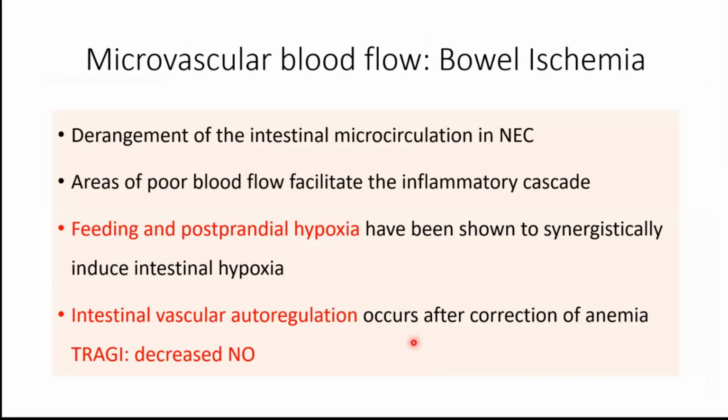This is another factor in NEC pathogenesis. Derangement of the intestinal microcirculation is seen in NEC. Areas of poor blood flow facilitate the inflammatory cascade. Also, feeding and postprandial hypoxia have been shown to synergistically induce intestinal hypoxia. Also, it has been seen that intestinal vascular autoregulation occurs after correction of anemia. So this results in transfusion-related acute gut injury because of decreased nitric oxide and in turn decreased vasorelaxation of the microvasculature.